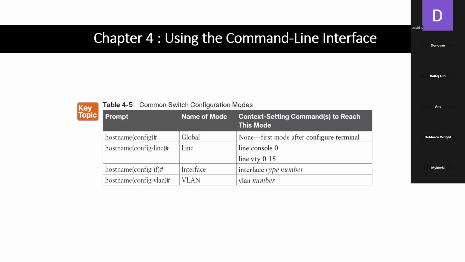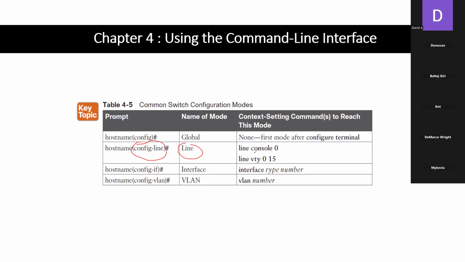Here's a table explaining the different types of configuration modes. If we see here, this config with the number sign, we are in global config mode. So if you hear me say we're in global config mode, that's what that means. The context setting commands: none, first mode after global config. As soon as you type global config within privilege exec mode, this is what you're in. Config dash line, what does this tell us? This tells us we're in line configuration mode.